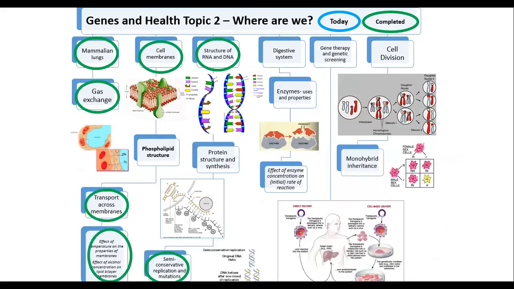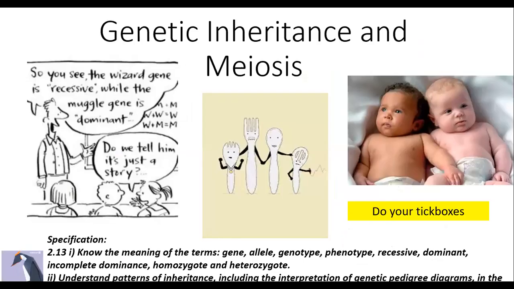Okay, so what we're going to look at is genetic inheritance and meiosis. So we're going to know the meanings of the terms gene, allele, genotype, phenotype, recessive, dominant, incomplete dominance, homozygote and heterozygote. So lots of those words you'll remember from GCSE. They're not new. Incomplete dominance is a new term that you won't have come across before. And then we'll sort of work from there.